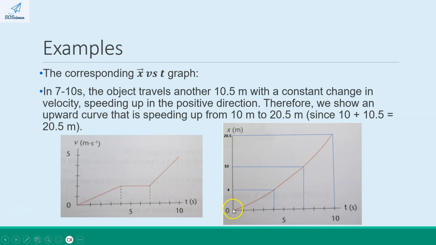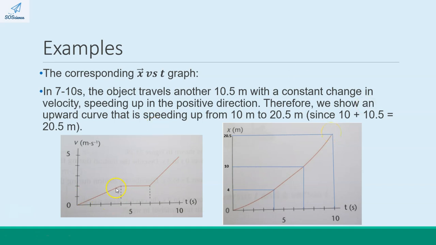So this graph will start off for the first part of the motion as curved. The second part of the motion will be a straight single gradient line. And the third part of the motion is also going to be curved.